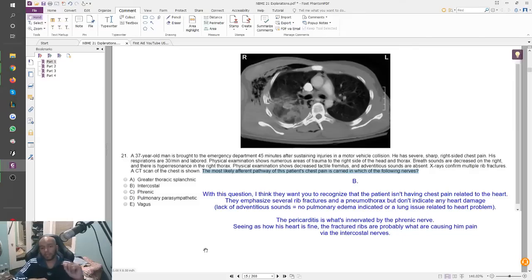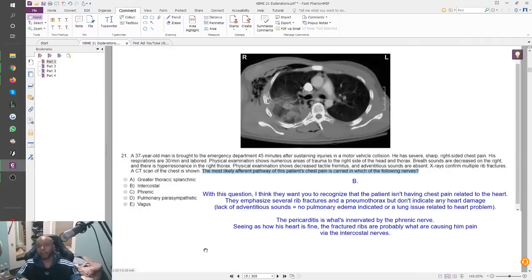It changed gears and asked you about the nerve that takes this patient's chest pain and carries it to the brain. Right? So with this question, I think they want you to recognize that this patient isn't having chest pain related to the heart, which is the main thing. His chest pain is not due to cardiac related chest pain. They emphasize several rib fractures and a pneumothorax, but they don't indicate any heart damage, right? So lack of adventitious sounds is actually a giveaway for no pulmonary edema. No pulmonary edema. The pericardium is what's innervated by the phrenic nerve.